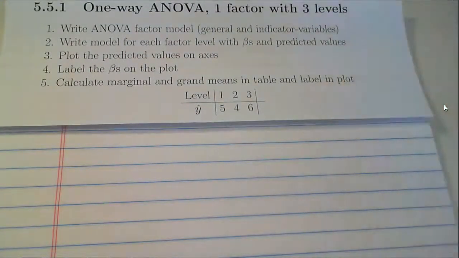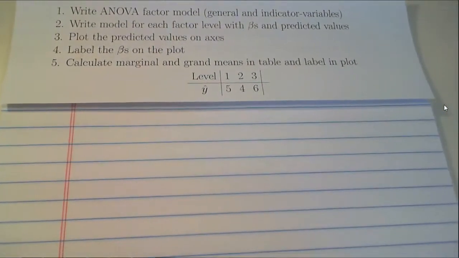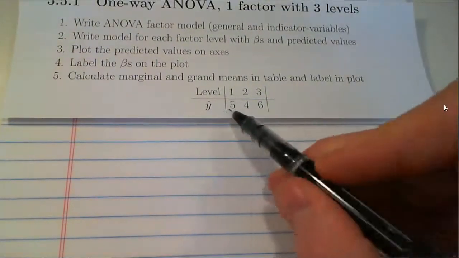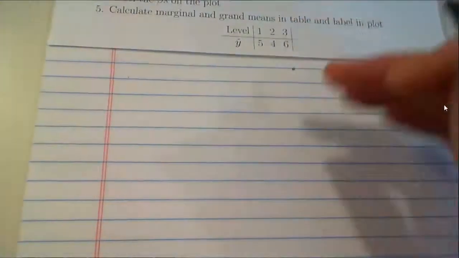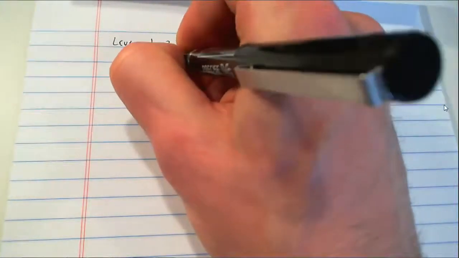So in this first example, we have 3 levels in a one-way ANOVA. And we want to write out what the model equation is. All right, so I'll just get enough to have that table on here. Let's reproduce the table. So we have the level of the factor, 1, 2, and 3, and the means are 5, 4, and 6.